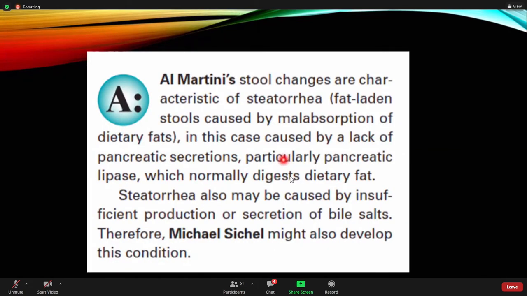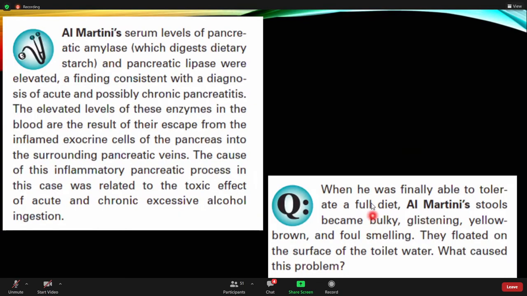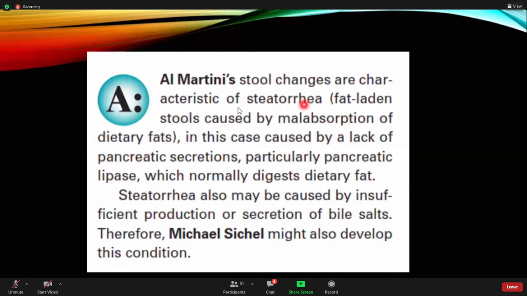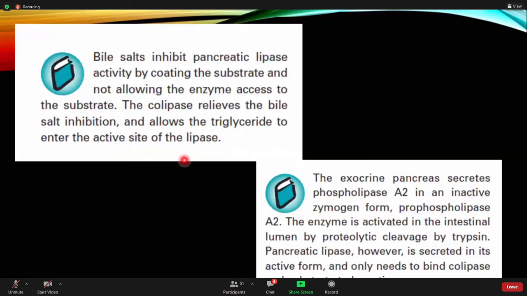Okay. After a while, actually, this is an answer for this question. When he was finally able to tolerate a full diet, it means that he went back to a normal diet and stopped alcohol abuse. The answer will be that the stool will go back to normal, since the steatorrhea was due to the inability to digest lipids, because that guy had an amylase problem because of the pancreatitis. And it is not necessarily alcohol abuse. It could be any other problem with the pancreas.